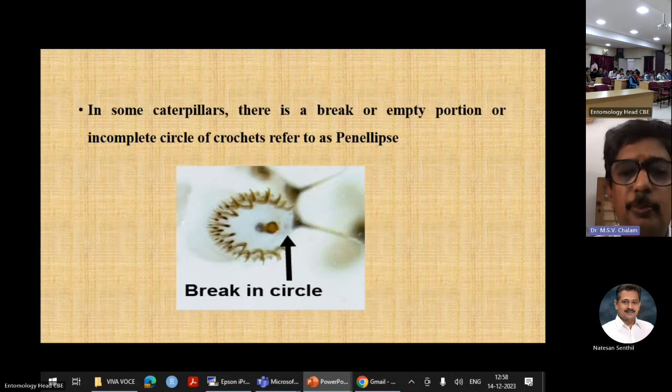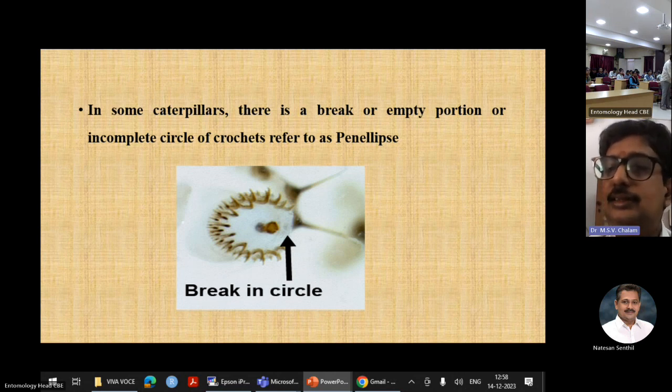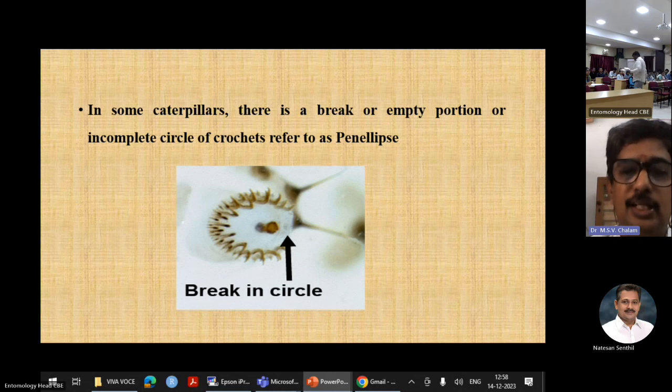But sometimes it may so happen that the circlet is incomplete. We will not be having a full circlet. In such cases, it is called penellipse, that is, an incomplete circle of hooks or crotchets is referred to as a penellipse.